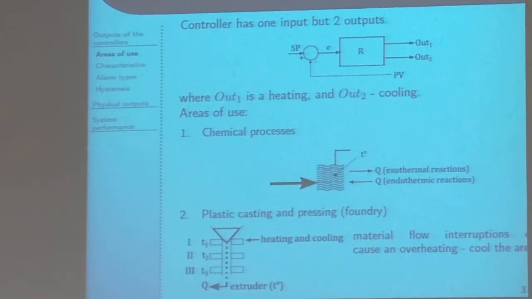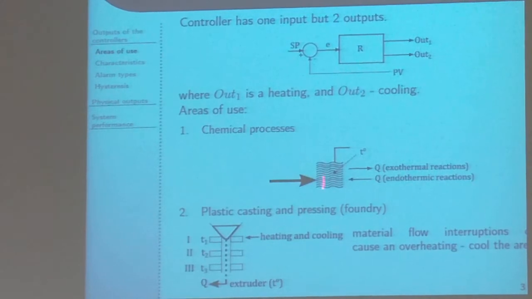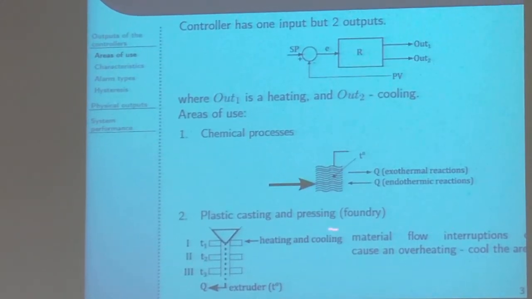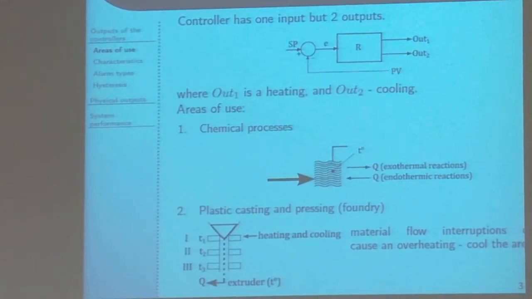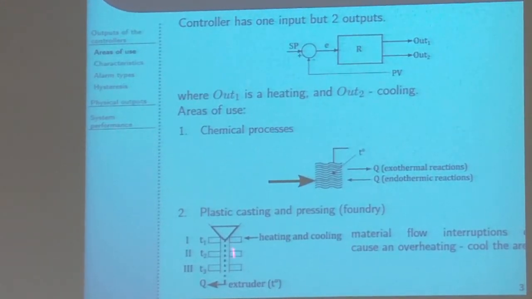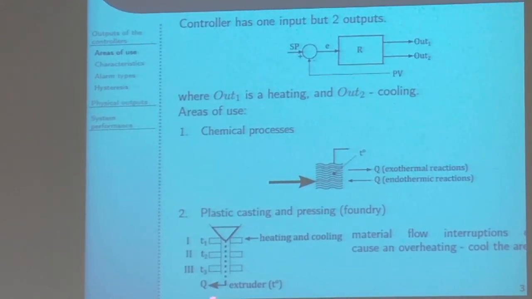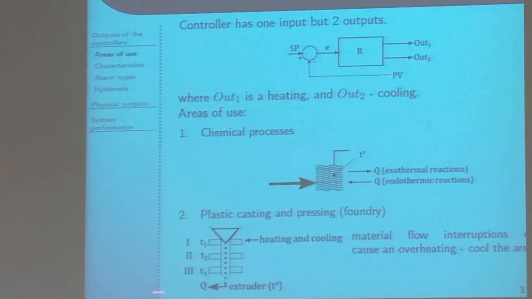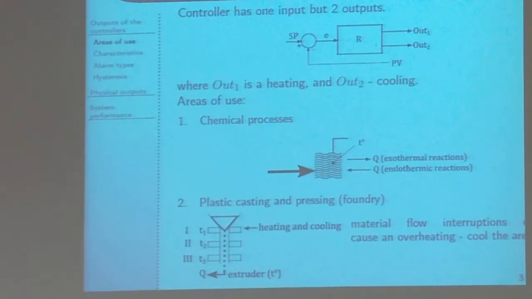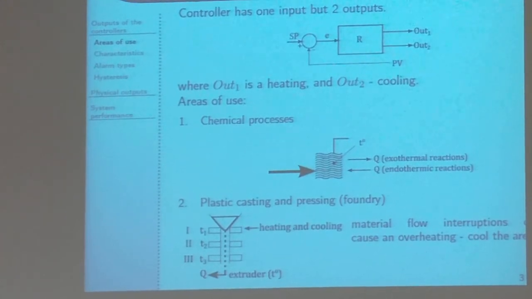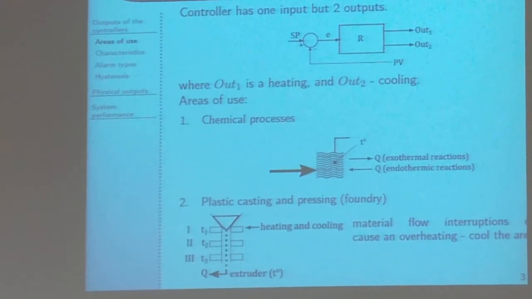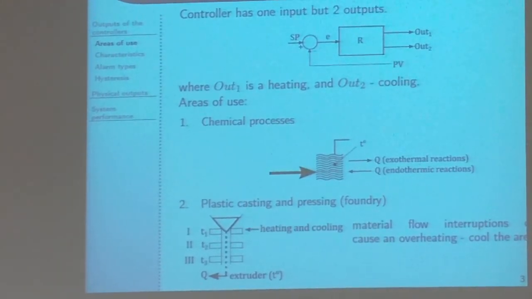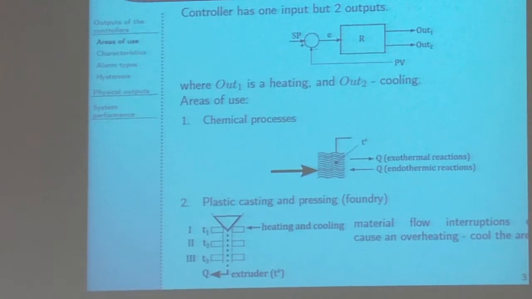But the most useful case is, for example, when we are dealing with plastic casting and pressing. Here we have just small parts, and we would like to provide those parts to other parts of our field, where we can melt them or extrude them.